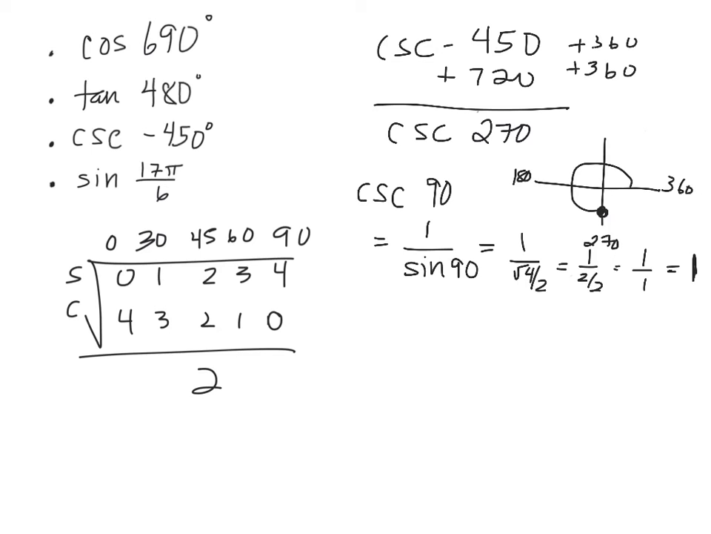But we've got to check the sign. At 270 degrees, sine is negative, which means this will be negative, which means our answer will be negative. Cosecant of negative 450 is equal to negative 1.